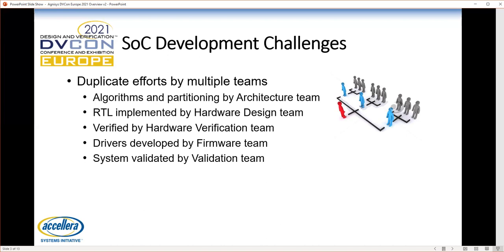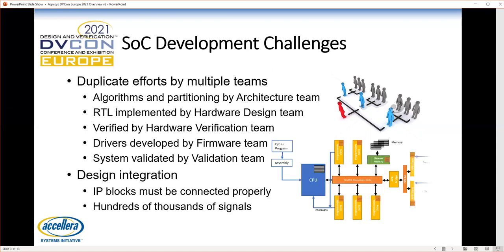The hardware portion, the RTL developed by the hardware design team, verified by the hardware verification team. The drivers, the low-level software developed by the firmware team, and then the entire system, that's hardware and software running together, validated by the validation team, certainly in the bring-up lab post-silicon, but hopefully one does that pre-silicon as well.